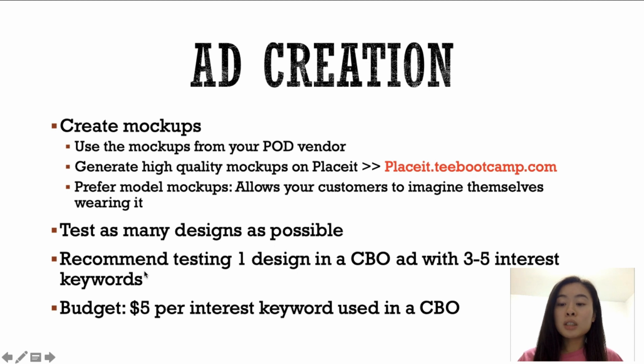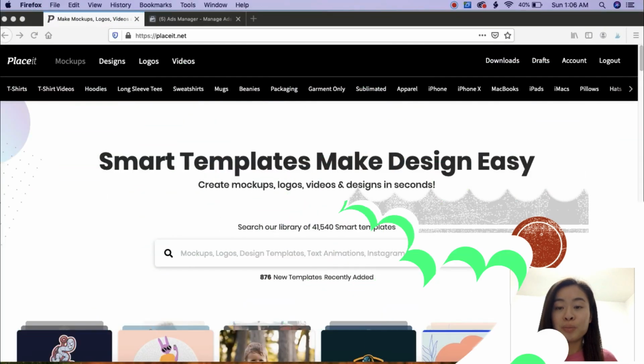Now, another question I always get is, what should my budget be for my CBO campaigns? I always say to put in $5 per interest keyword. So say, for example, you're running an ad with 3 interest keywords, then your total budget would be $15 altogether. So I don't want to leave everyone hanging. I do want to give you a quick demo on how I create the ad copy and also run my ads. So let's hop on over.